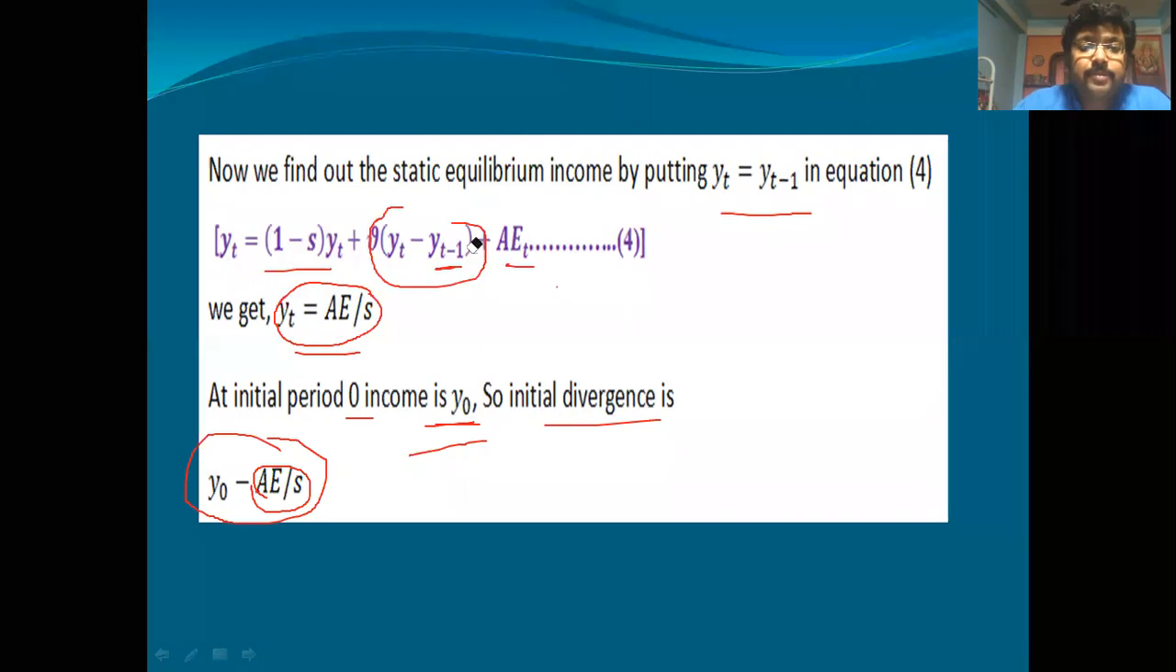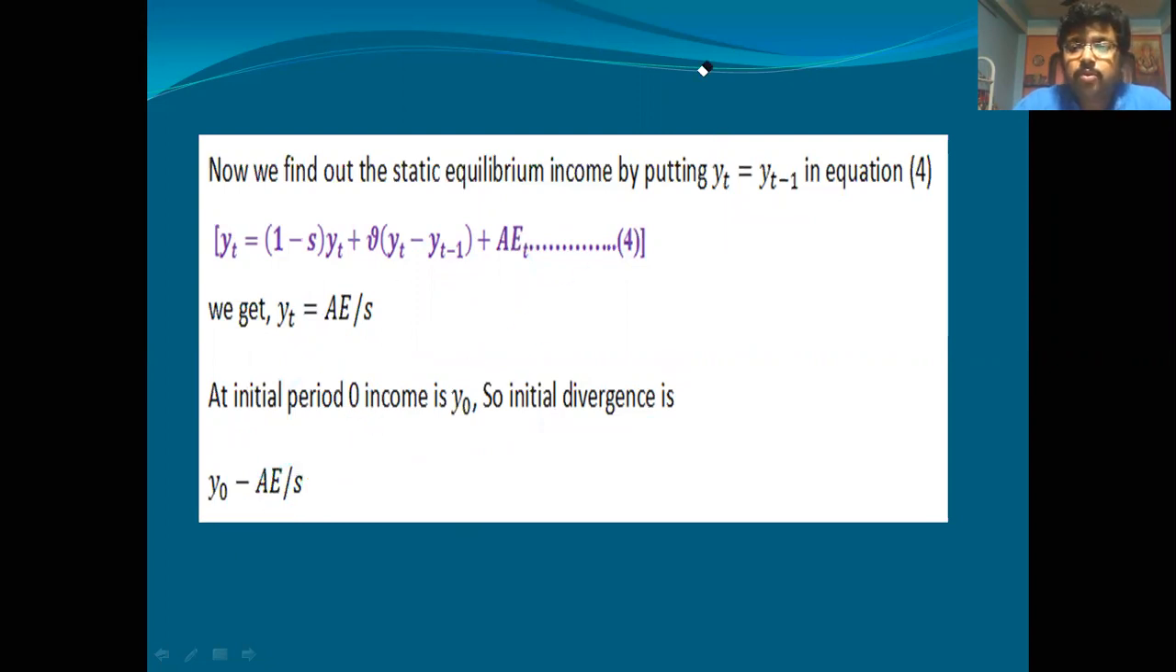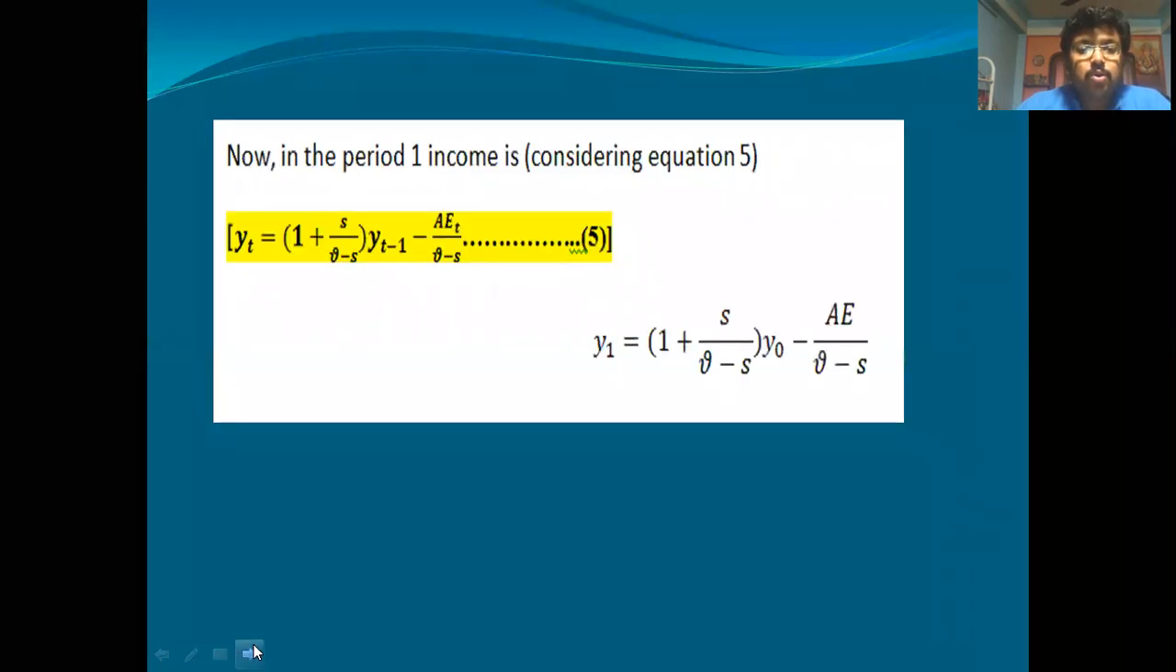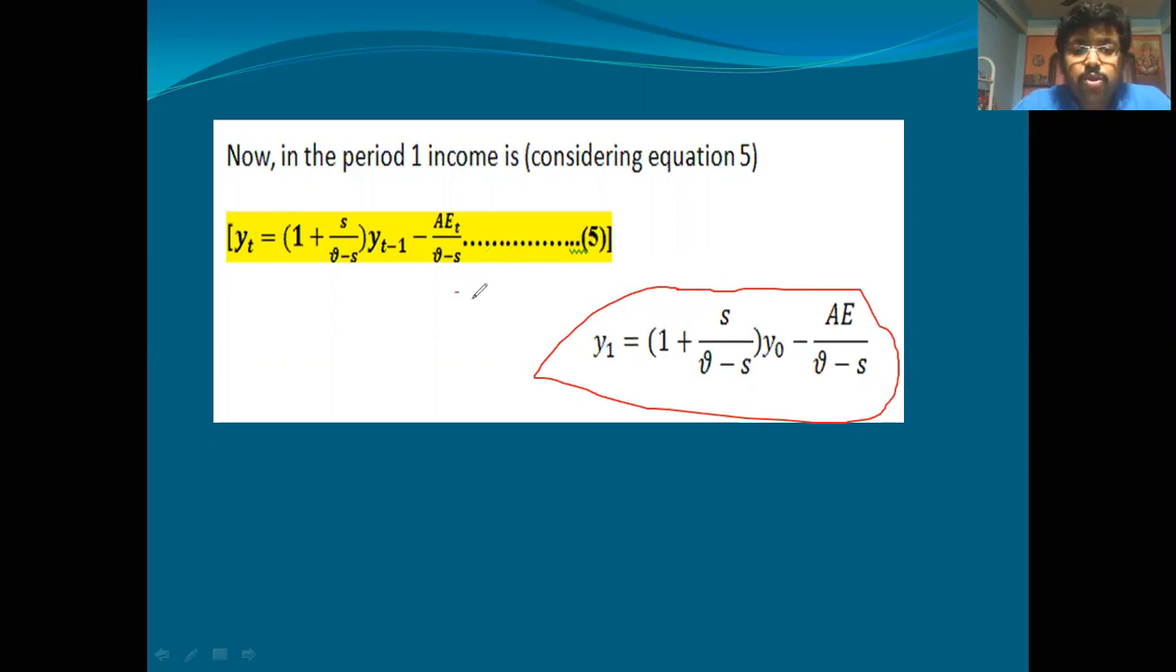Okay. Now I am erasing all this marking. Now look, in period one, income is this. Have a closer look at equation five, which is mentioned in my previous slide. If in period one, that is t equal to one, we put t equal to one here, then we get y1, and put this Y0 here. Just these simple steps. Now this is the income in period one.